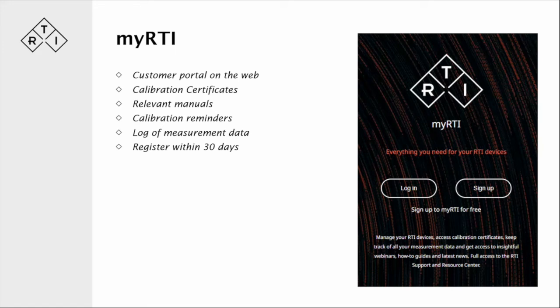And to have access to this, you need to register your Ocean device. You need to create an account within 30 days of installing Ocean Next 2.0. And then you're recommended to log on every 30 days to update and get the latest information that is relevant to your device, to synchronize the information. That's the idea. So we have an instance, myRTI, that's your web portal.